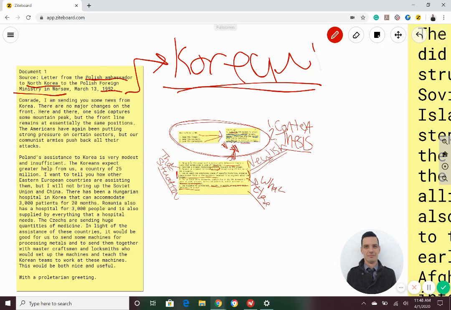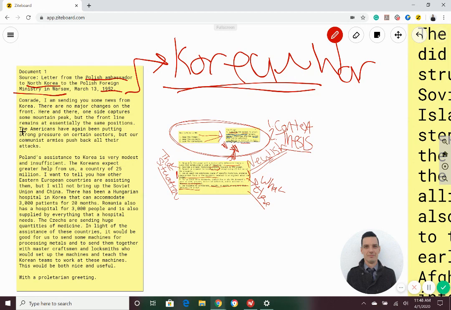So, is this important? Maybe. It's for you to decide. So, he's writing during... So, what is he saying? "Comrade, I am sending you some news from Korea. There's no major changes in the front here." So, essentially, the Polish ambassador is ready to report on what is going on in the war during 1952.